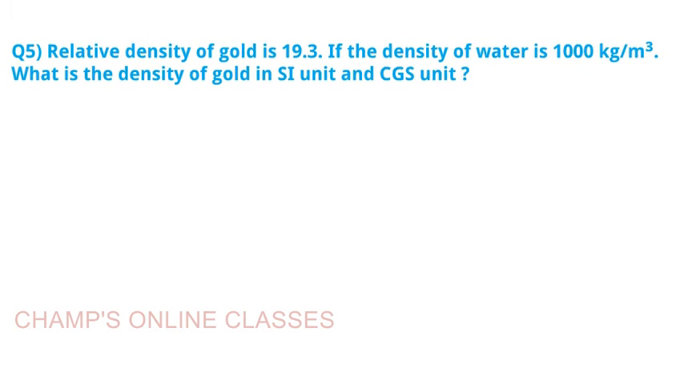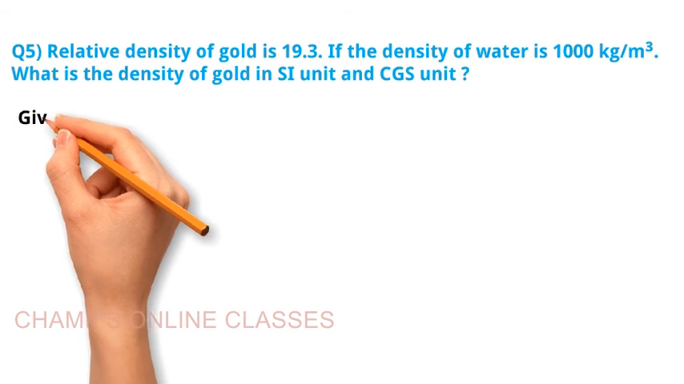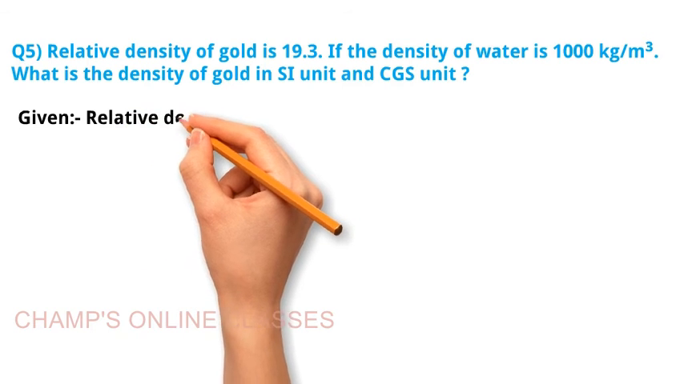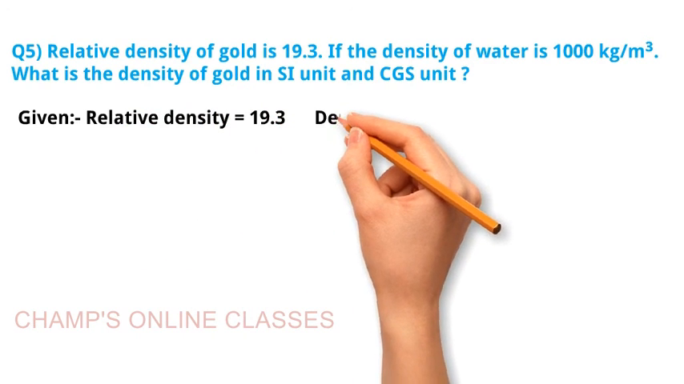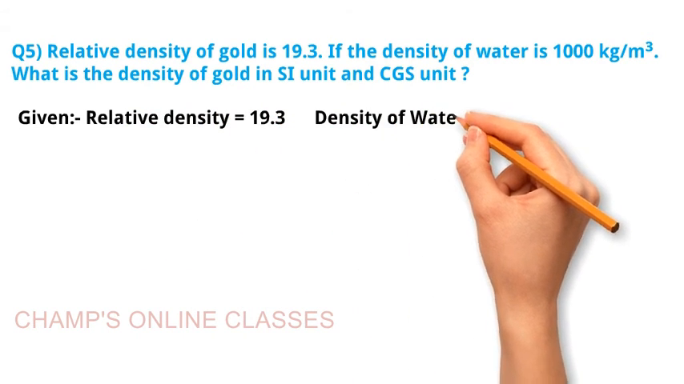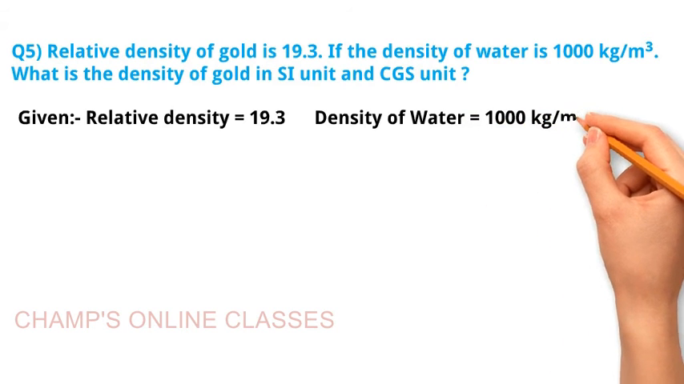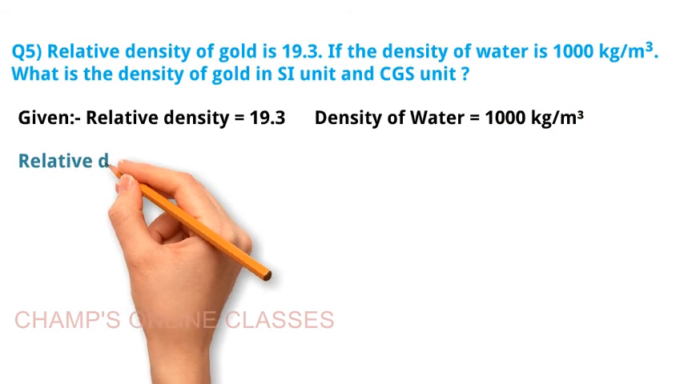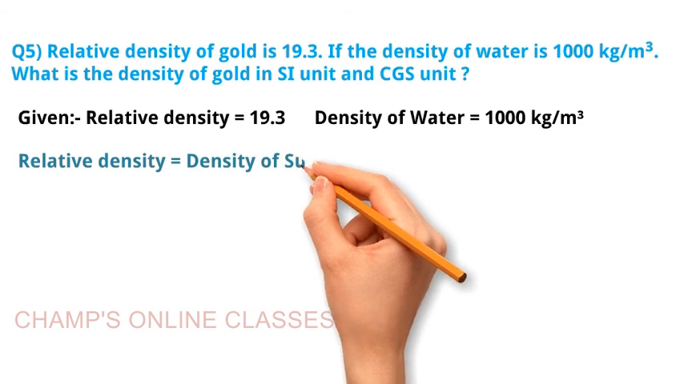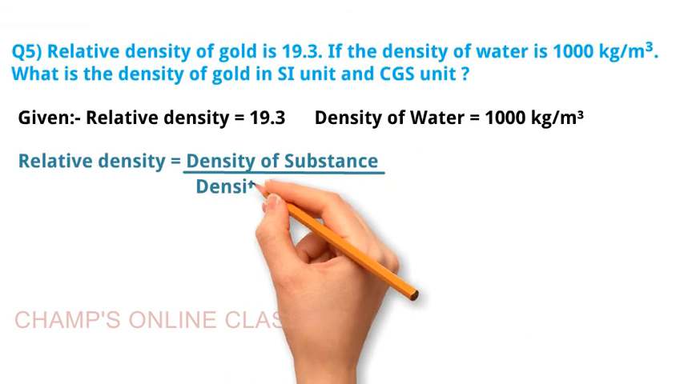Our fifth question is, the relative density of gold is 19.3. If the density of water is 1000 kg per meter cube, what is the density of gold in SI unit and CGS unit? The givens are, relative density is equal to 19.3, density of water is 1000 kg per meter cube. Now we know relative density is equal to density of substance upon density of water.